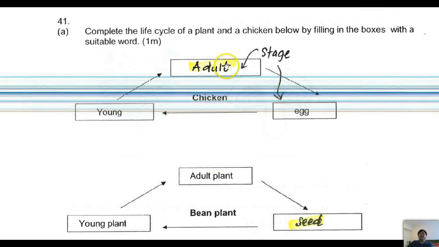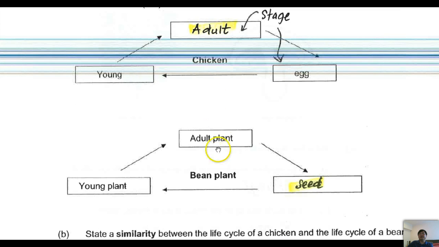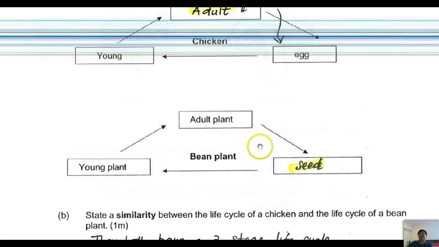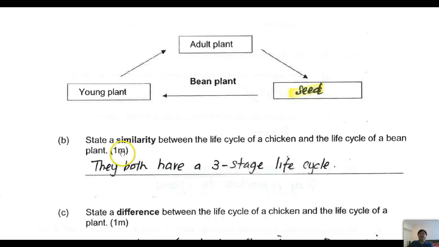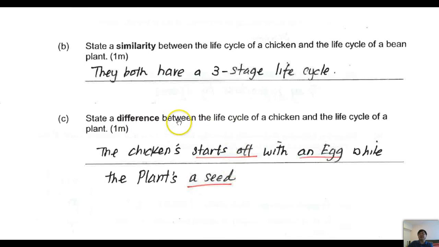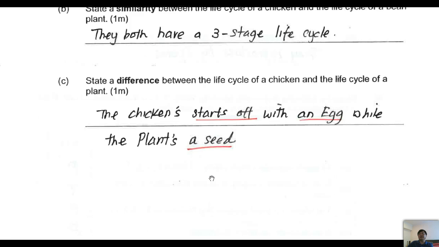Over here, adult and a life cycle, 3 stages. Over here, this is an adult chicken, and this is an adult plant. The whole life cycle here. This starts from an egg. This starts with a seed. Right. The similarity, both have a 3-stage life cycle. The difference between them, one of them starts from an egg, while the other, the plant, starts with a seed.